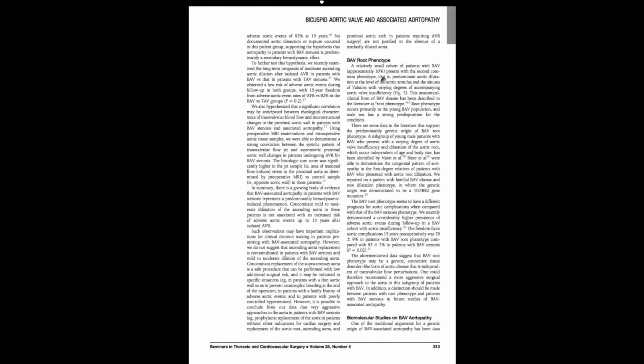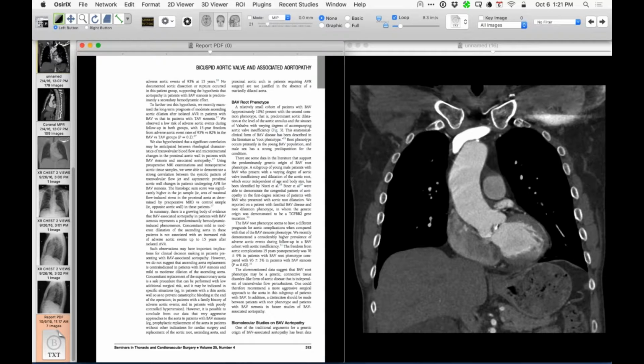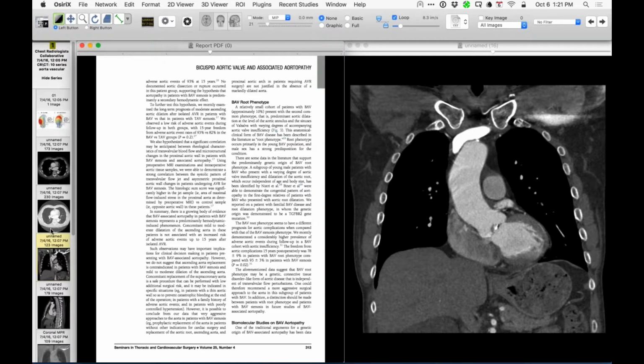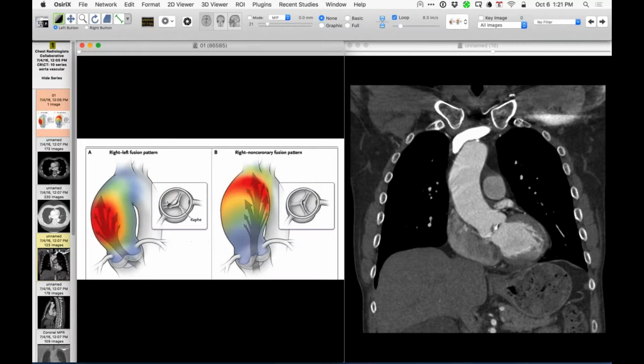And this has a bearing on whether they're going to operate on the patient or not. So in this set, the one that I showed you, they make the argument that surgery may not be indicated, or you can just follow the patient, whereas people with the BAV root phenotype and aortic dilatation typically are operated on. So I think this is a nice example of bicuspid aortopathy, at least this kind of variant of it, the right and left fusion pattern.